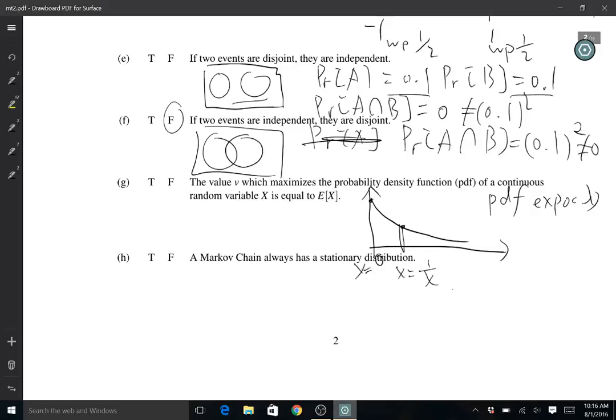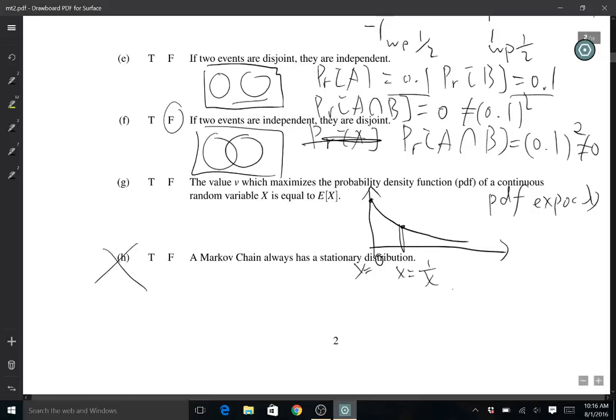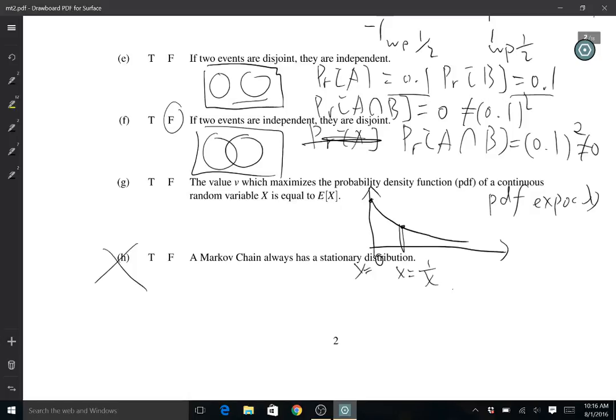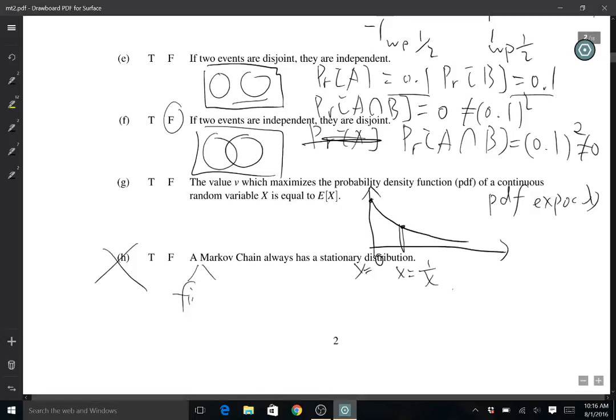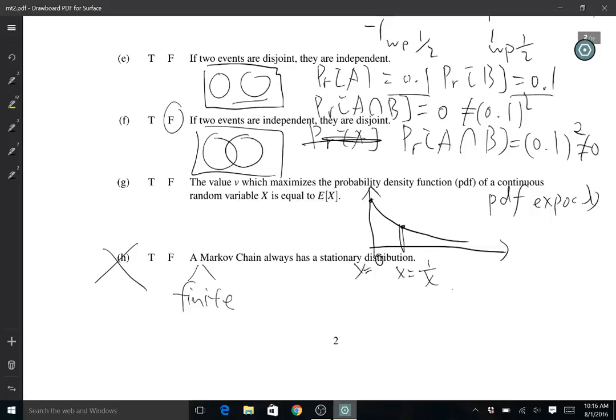Okay, so for part H, we actually end up not looking at this question because we need to see this is a finite Markov chain. But we didn't really specify that, so that makes it hard to grade. For a finite Markov chain, it is absolutely true that it always has a stationary distribution, but that's not true for an infinite Markov chain, so it's not really well worded, so we drop this question.